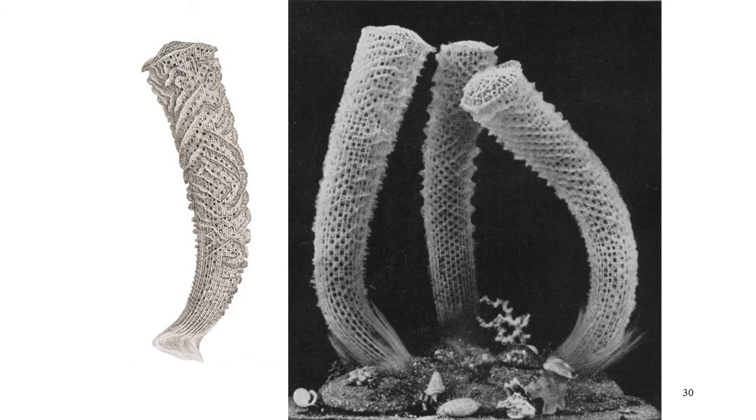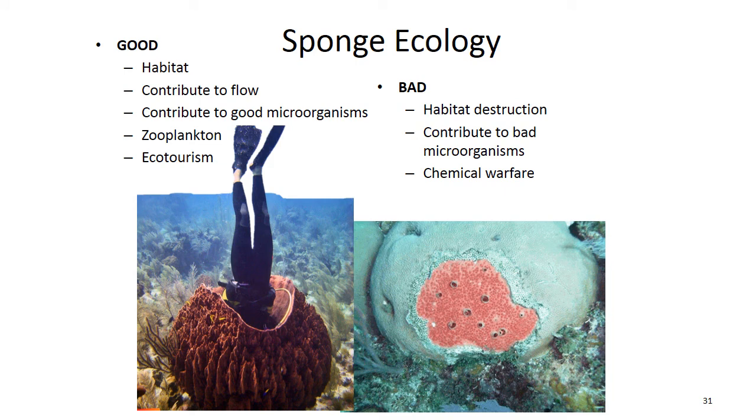Here's another look. Sponges are good and bad for the environment. They can be good for ecotourism and zooplankton and contribute some of the good microorganisms of the ocean. They can also be invasive. In the bottom right here we have a picture of an encrusting sponge that's actually taking down a coral head. So they're good and they're bad.